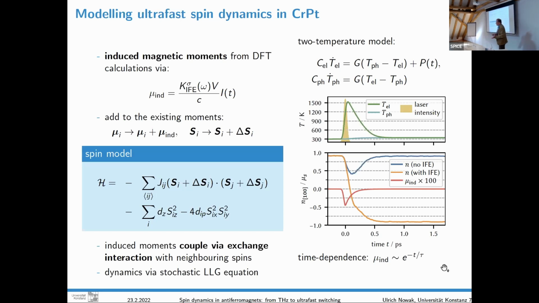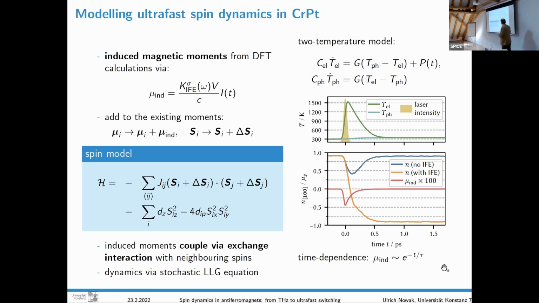Then some anisotropies. It is an easy plane antiferromagnet with an additional cubic anisotropy, so that it has four stable states for the Néel vector in plane, let's say. We model the inverse Faraday effect as an additional magnetic moment on the sites. So we say there's an induced moment in addition to the local magnetic moment. We transfer that to normalized vectors and so on. We can estimate the strength from this formula and from the ab initio calculations.